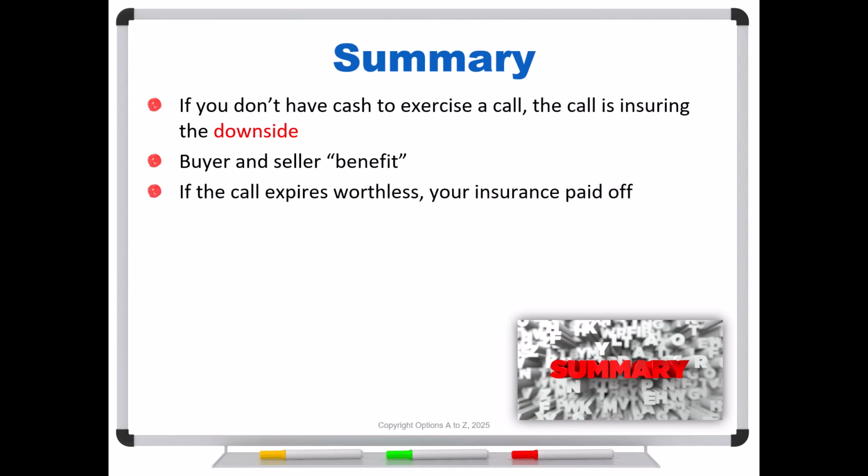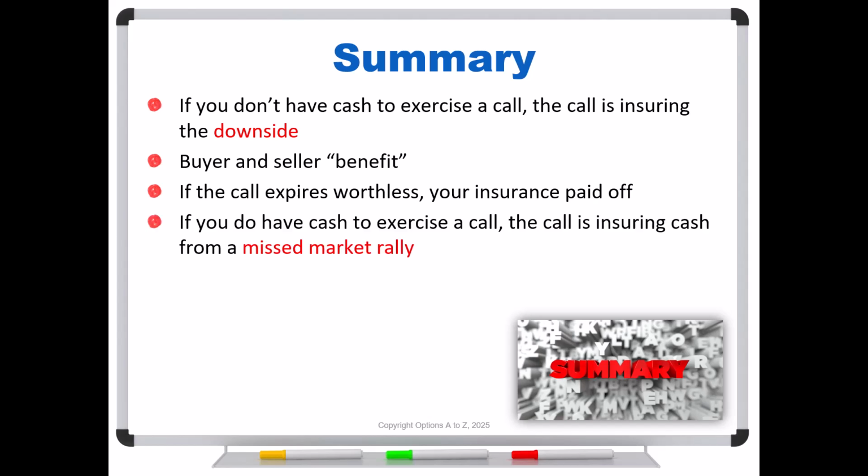In other words, you're saying if the call expires worthless, then your insurance paid off. And just like if you wreck your car, it's not an ideal situation, but we would say in those cases the insurance company lost and you were the beneficiary of it. And so that's really what's happening, even though your call option lost money. And again, that's because you didn't have the cash to exercise.